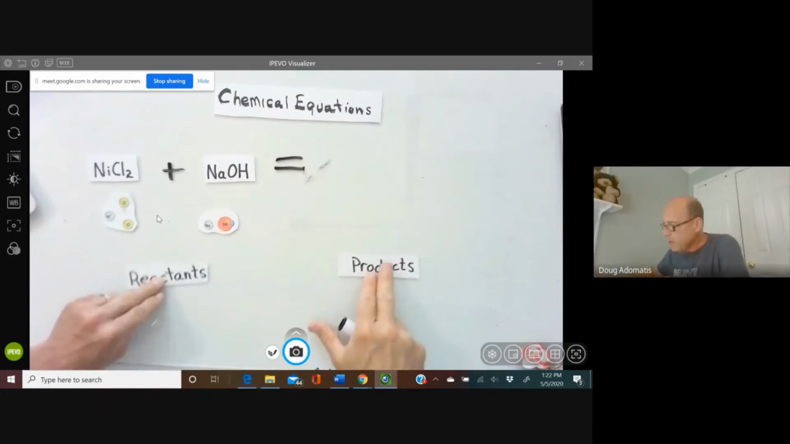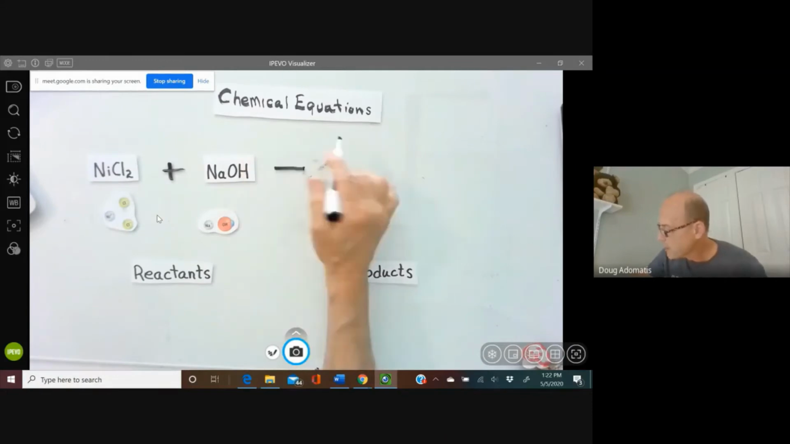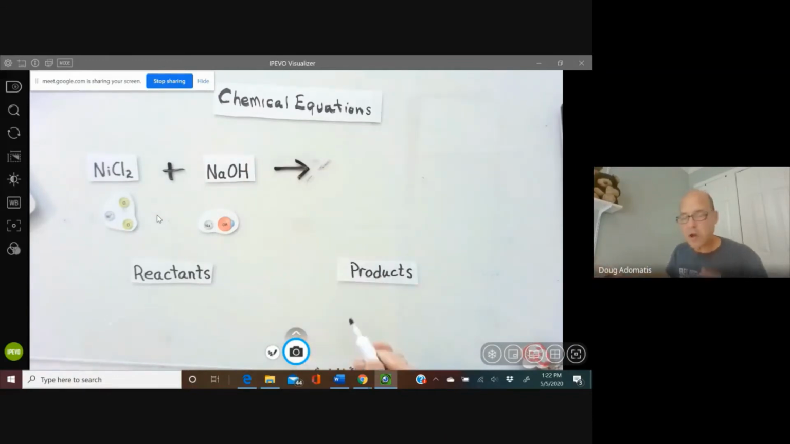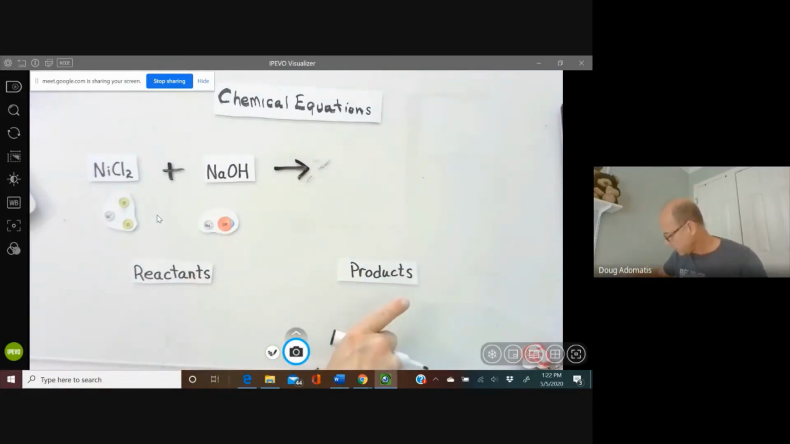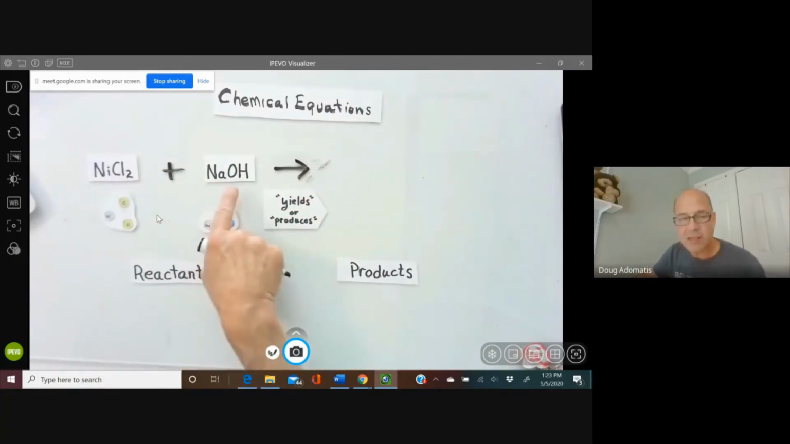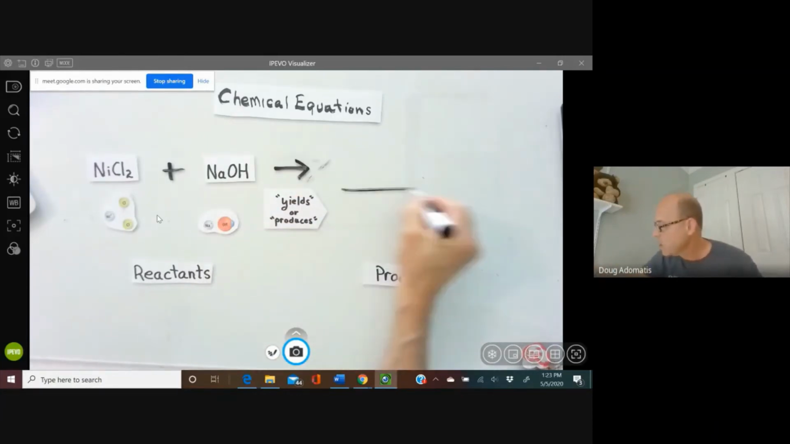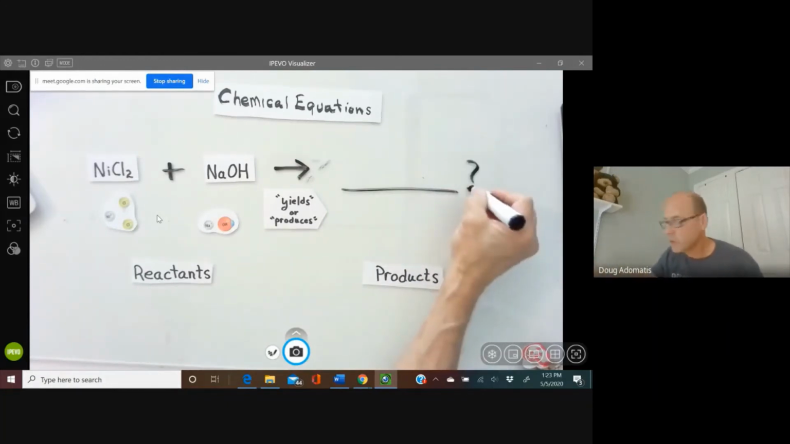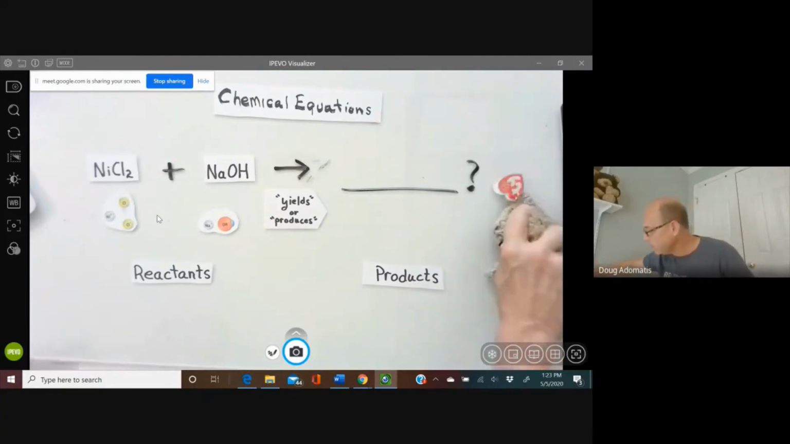But chemical equations don't use an equal sign. They actually use an arrow, okay? And the reason we use an arrow is because it indicates that the reaction is going to go forward in this direction from reactants to products, okay? And that arrow, when we say it, it's "yields" or "produces." So nickel chloride and sodium hydroxide produce products, and those are the products that we are going to predict. Okay, so that's kind of where we're at right now. Okay, so let's figure out.